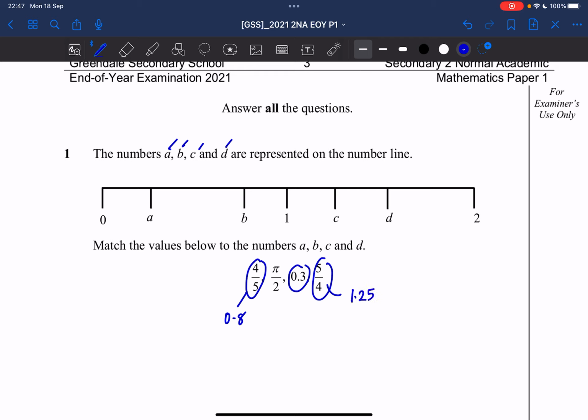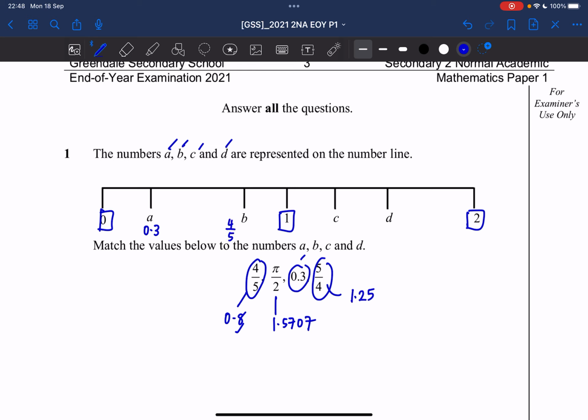Then pi over 2. Let's use our calculator. Divide by 2. This is 1.5707. So from here, now we have 0 here, and we have 2 here, and we have 1 in the center. So A and B must be numbers between 0 and 1. So between 0 and 1 are actually 0.8 and 0.3. So we can make a good guess that A is 0.3. Then our B is 4 over 5.